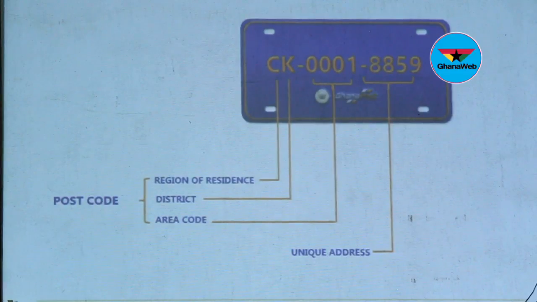So now, for sure, everybody in this country has a postcode, regardless of where you are within one of these spaces, and it has been captured. The last 4 digits is your own unique address within that postcode zone. So this address here, 8859, reads like a normal street address. So really, I am in 8859 in area 001, which is in the Komenda district in the central region of Ghana.